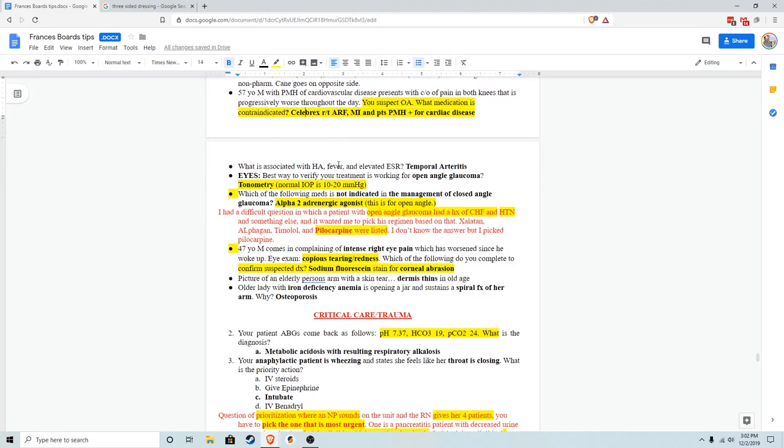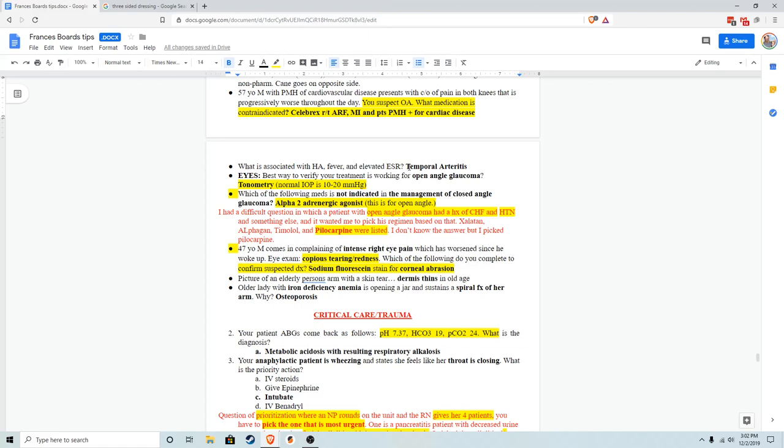What is associated with headache, fever, and an elevated SED rate? Temporal arteritis. Now remember, there will probably be one or two temporal arteritis questions, and temporal arteritis is really easy once you know what you're looking for. You'll see people with a severe headache. They'll have this big throbbing artery on the right or left side of the head, depending on which artery is affected. Remember, it's a big inflammatory response, or inflammation, of the temporal artery. So that'll become very big, distended. They'll have a headache.